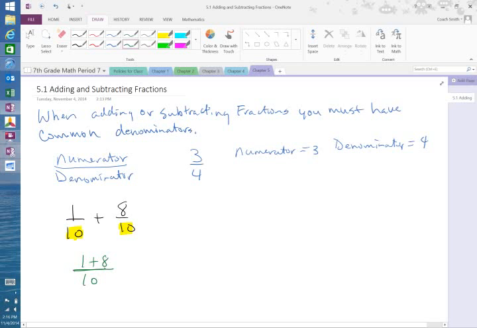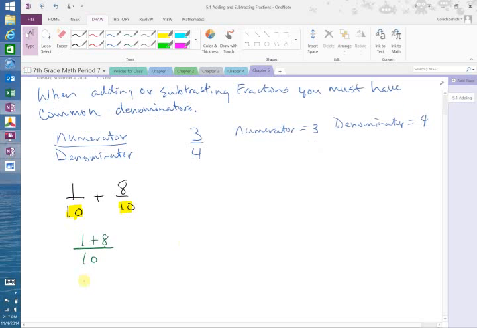You do not add the bottom number. I repeat, you do not add the bottom number. 1 plus 8 is 9, so that makes 9/10. And that is your answer. You must reduce the fraction if it can be reduced. This particular fraction cannot be reduced, because there's no common factors between 9 and 10.